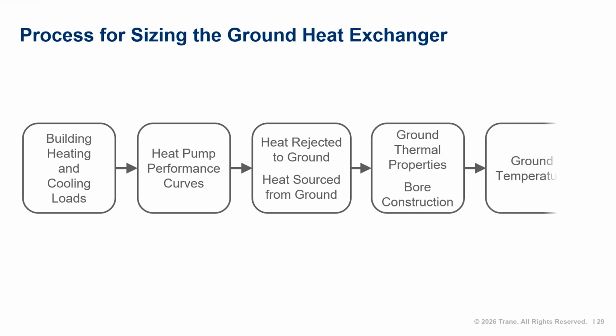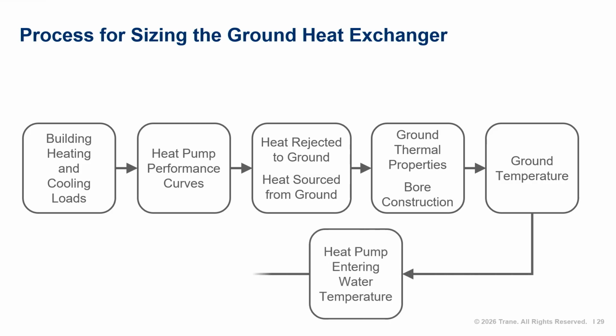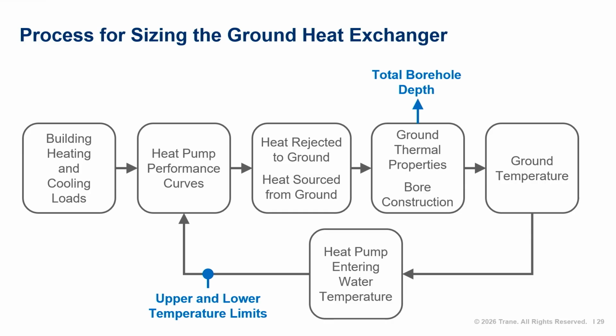The heat load on the ground causes it to heat up and cool down. The change in temperature depends on the ground properties and the borefield construction. As the ground temperature changes, so does the heat pump entering water temperature. This in turn affects the heat pump performance. By setting an upper and lower limit on the heat pump entering water temperature, we ensure that the heat pumps operate reliably and with good efficiency. The total borehole depth value is based on keeping the heat pump entering water temperature within the specified limit range.